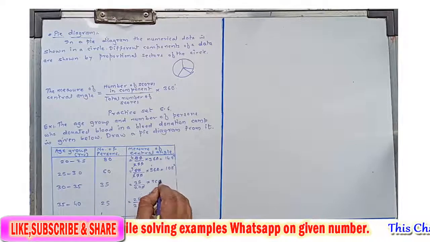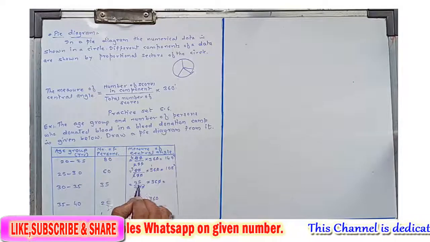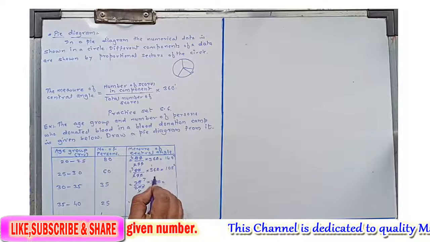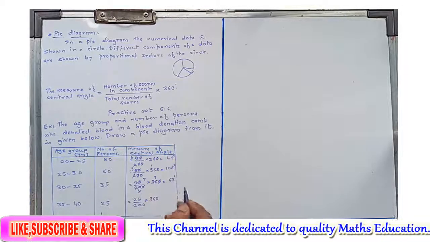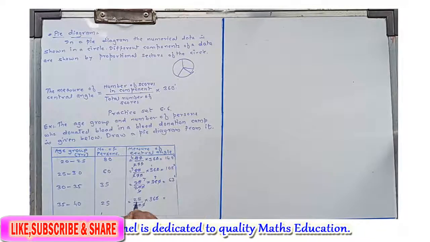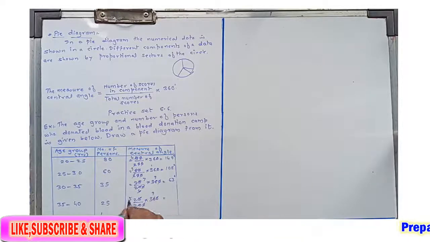After that this 0 gets cancelled. Now here 5 4s are 20, 5 7s are 35, 4 1s are 4, 9s are 36, and 9 7s are 63 degrees. Now here this 0 gets cancelled. 5 4s are 20, 5 5s are 25, 4 1s are 4, 9s are 36. Now 5 9s are 45 degrees.